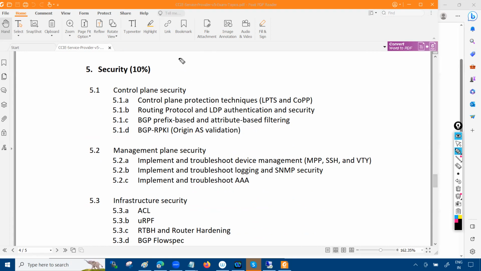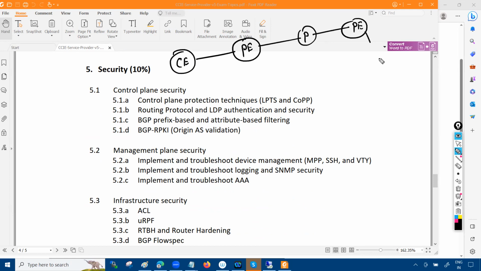Take an example, this is the CE, right? This is the PE. This is the P router. Another P router. And this is the CE router. So this is the interface 0/0, this interface 0/1, this interface 0/0, this interface 0/1. Quick question to you guys. Okay, on which interface am I going to run the MPLS? Tell me. On which interface am I going to run the MPLS?